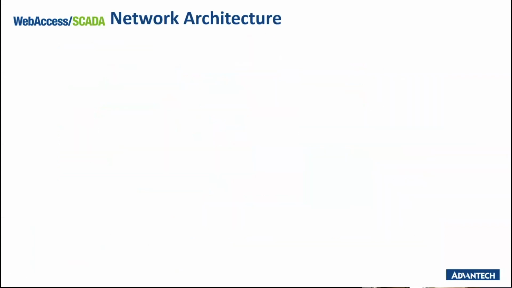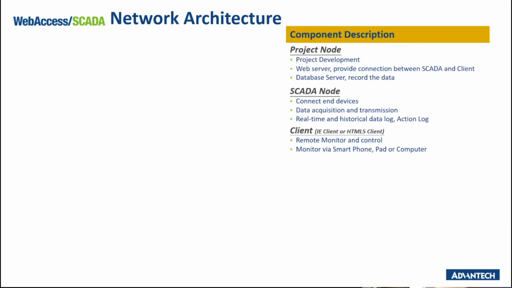Next, we go into the network architecture. I would like to introduce the component description first. In terms of components, we have our project node, which is used for development of your target project application. You can imagine this as the brain of the application processing, as an analogy for better understanding. Next comes your SCADA node, which is used for connectivity to end devices.